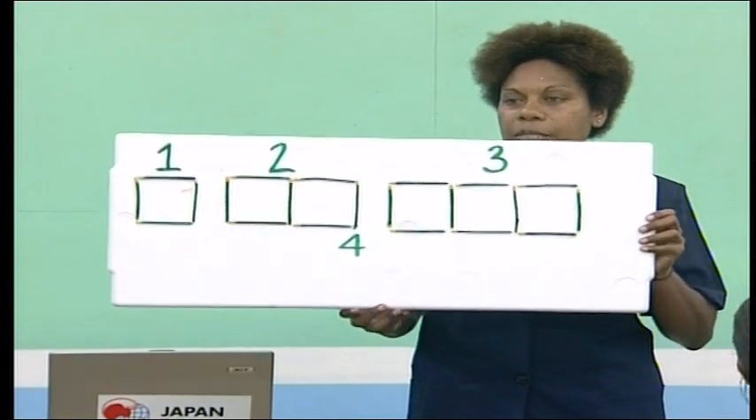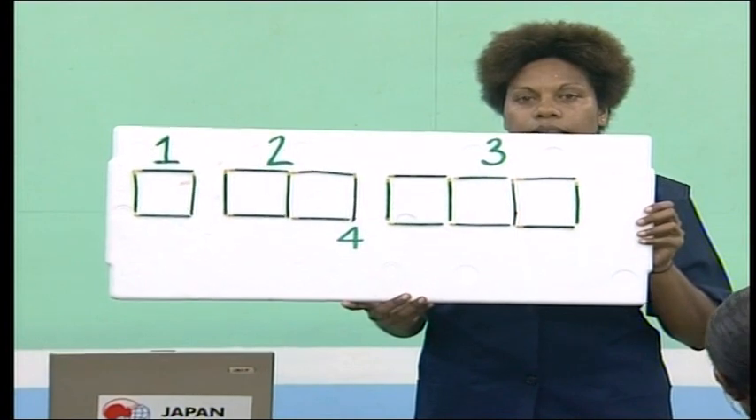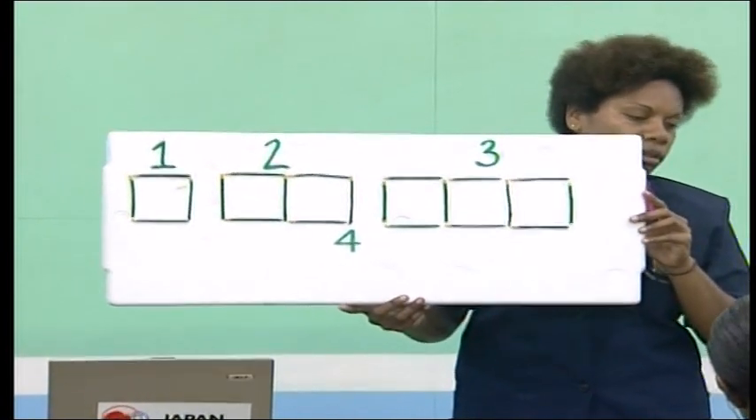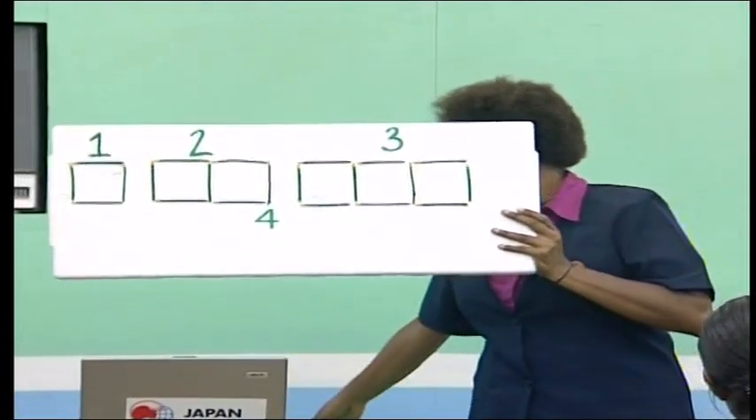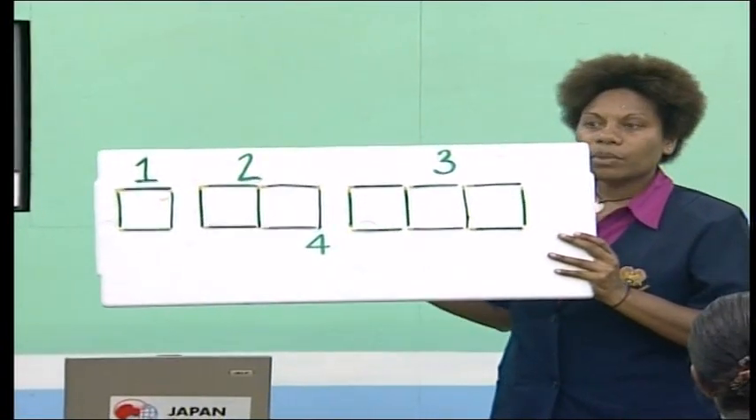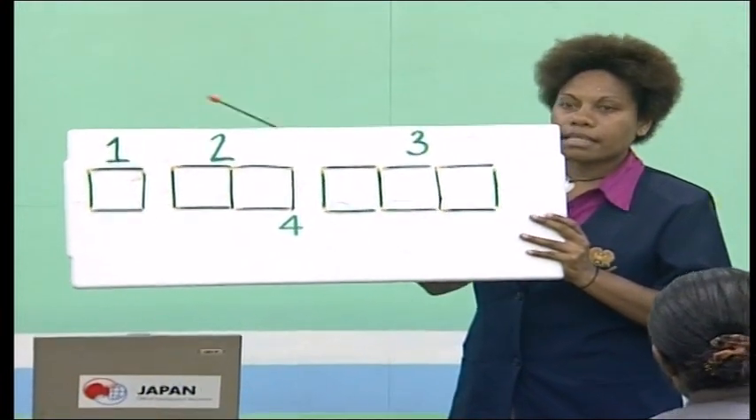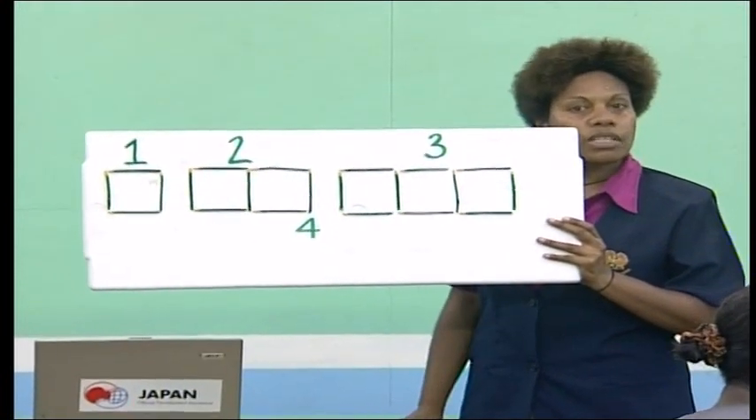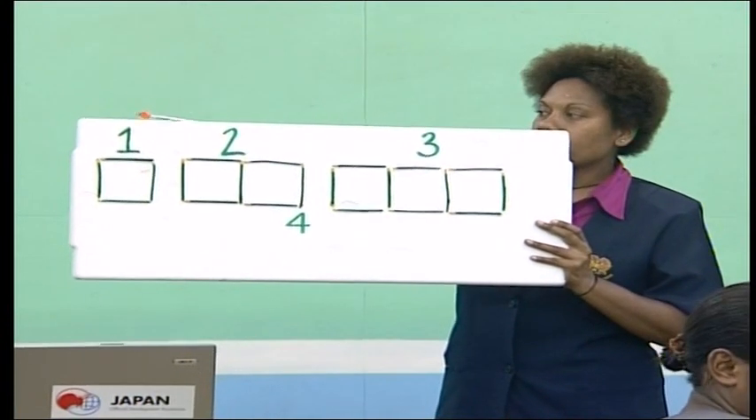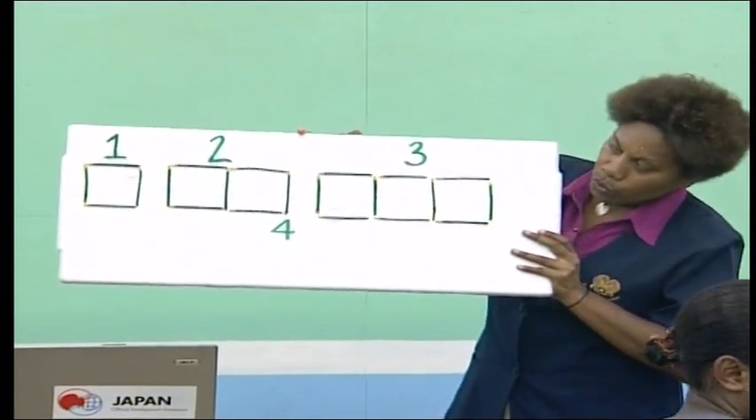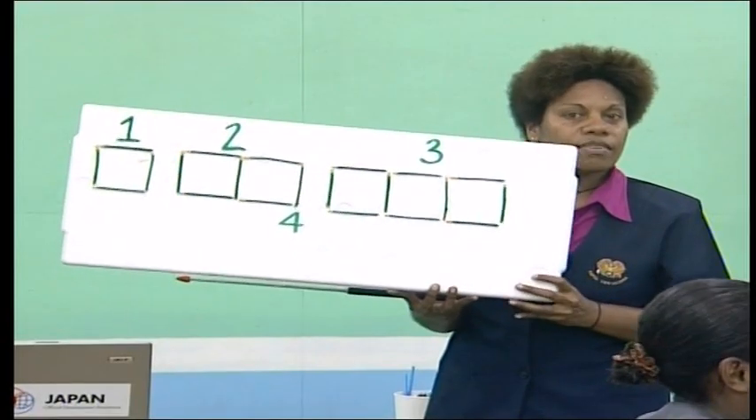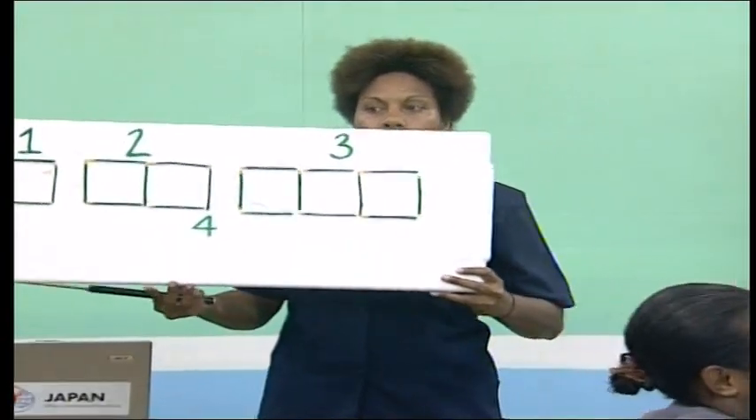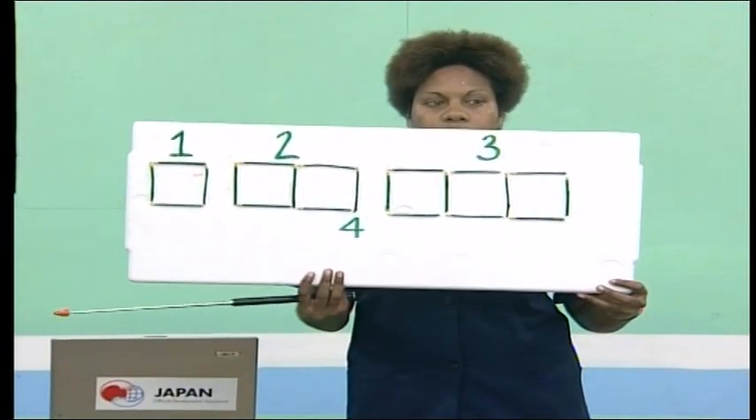By looking at this pattern, I'd like you to give the rule. Now, who can tell me what these numbers represent? Receiving students, Sevenese, what do these numbers represent? 1, 2, 3. What do these numbers represent?